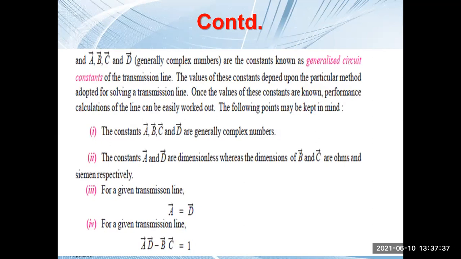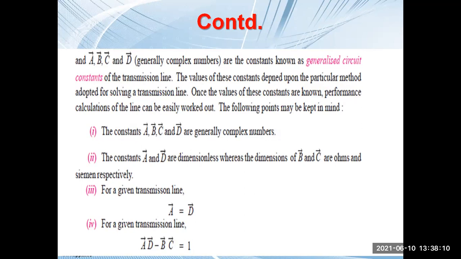No, sir. Yes, correct. So this will not be the same, because the method which you have adopted for the analysis of the short transmission line and the method which you have adopted for the medium transmission line, the nominal pi method or maybe any other method, is different. So obviously the ABCD parameters for these two different methods will be different. Once the values of these constants are known, performance calculation can be easily worked out.